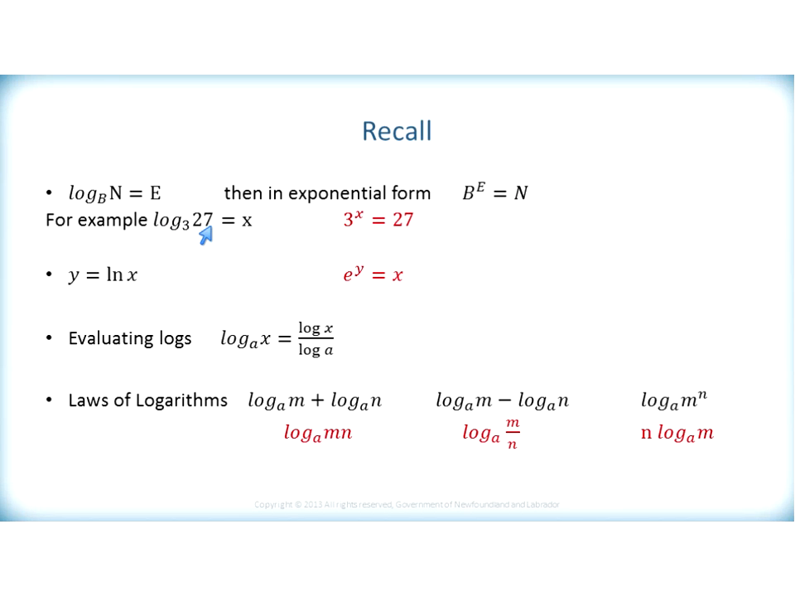For example, log 27 base 3 equals x. When changing it to exponential form, that will give us 3 to the power of x equals 27. When looking at the natural log function, here the base would be e, and the exponent would be y, and of course the argument would be x.